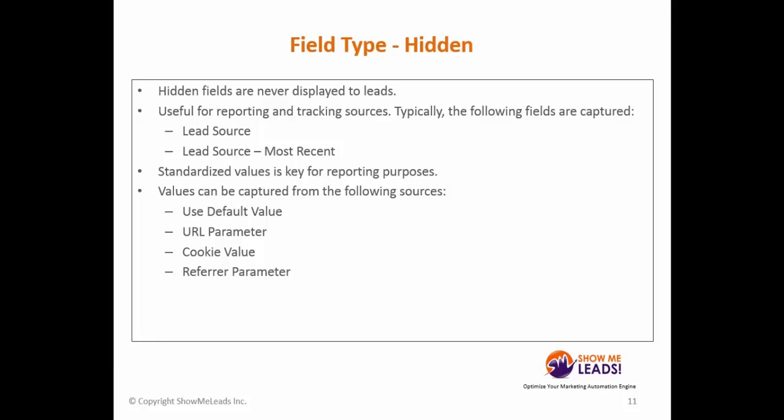For hidden fields, values can be captured from the following sources. You can use the default value, which you will set, and it would be the same each time that form is submitted. A URL parameter, which would be captured from the dynamic URL that your lead would click through. The cookie value, or the refer parameter.